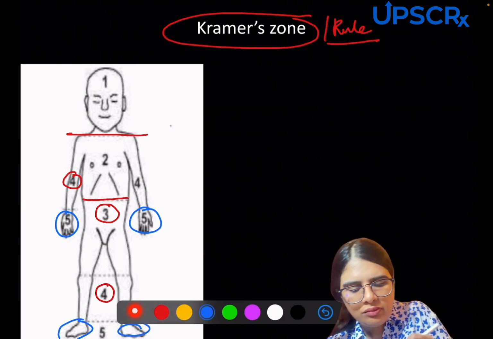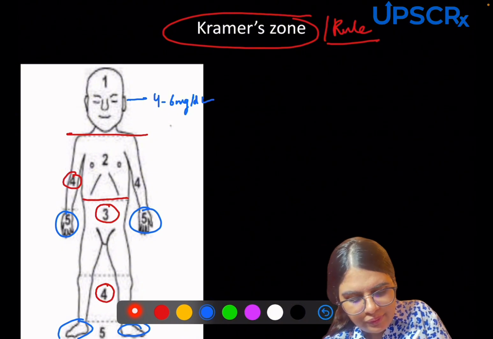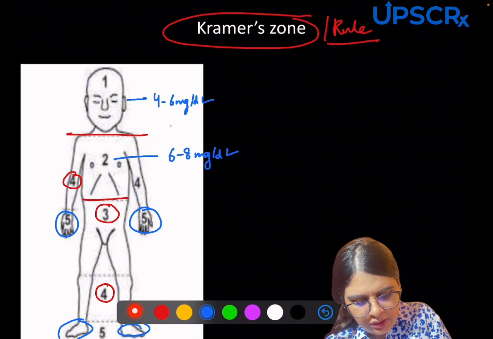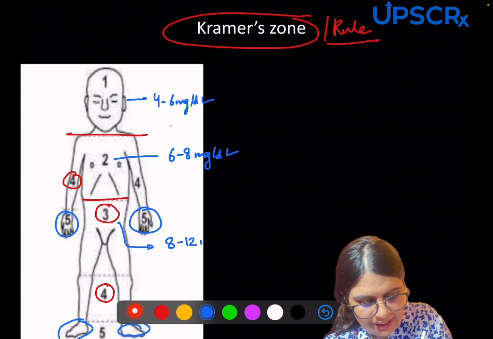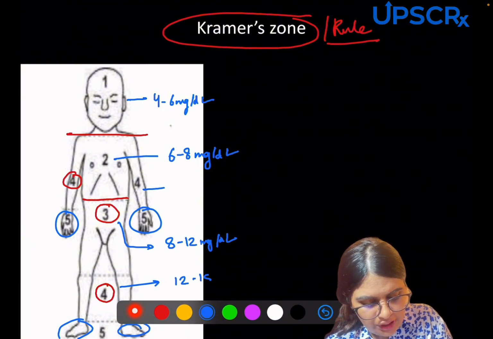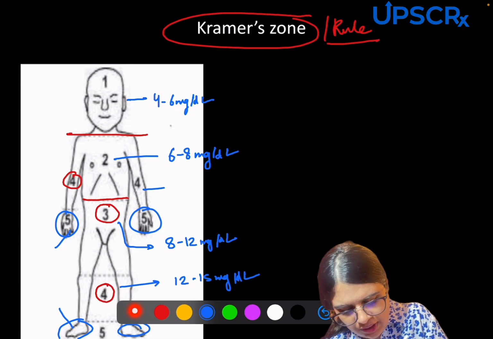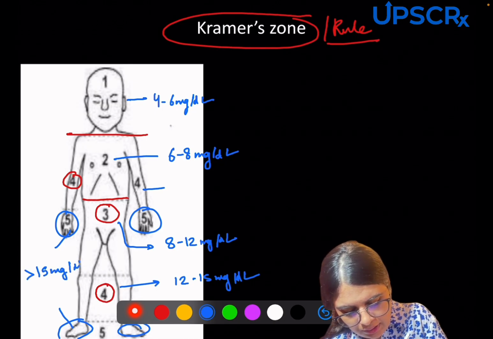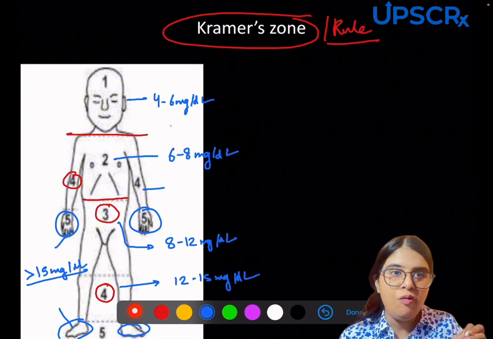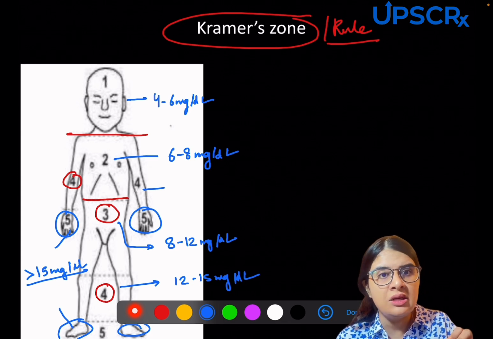Zone 1 is 4 to 6 milligram per deciliter. Zone 2 is 6 to 8 milligram per deciliter. Zone 3 is 8 to 12 milligram per deciliter. Zone 4 is 12 to 15. And zone 5 is more than 15. If yellowish staining of the palms and soles is seen, that means the bilirubin level is more than 15 milligram per deciliter, and that is a danger sign.